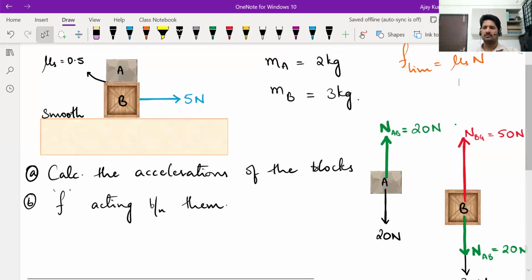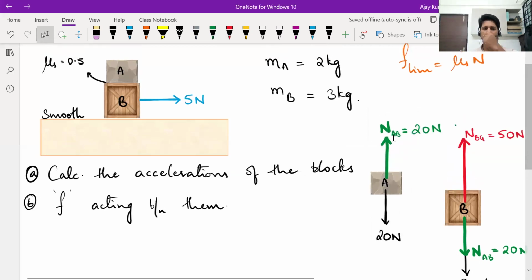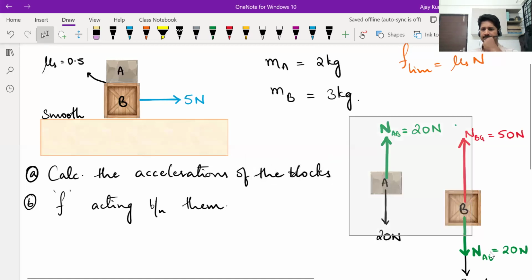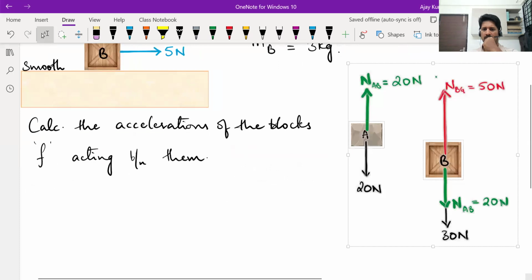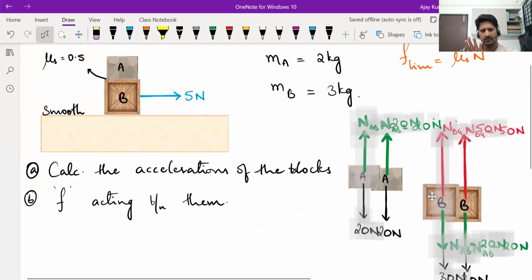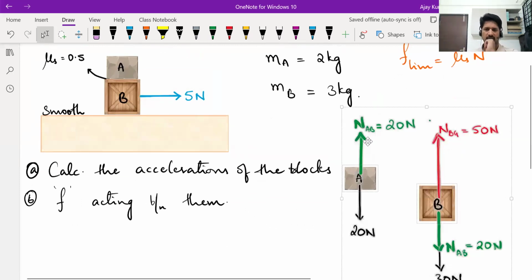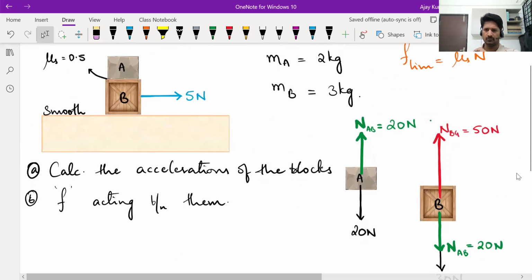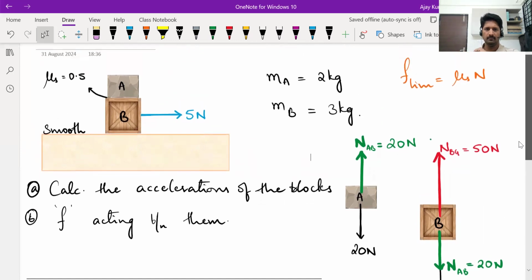Okay, now you all think and answer. How to find out what happens to the blocks? Any ideas? Now I told you one thing. See, keep this in mind and you always have to think about this first. If there are rough surfaces in a problem, what is the first thing I asked you to do? What should you first imagine?